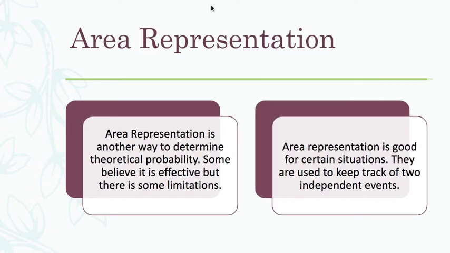So area representation is another part of probability. It's a way to determine theoretical probability. Some believe it is effective, but there are some limitations to it. It is really good in certain situations, especially when you're trying to keep track of two independent events. It's a great way to visualize theoretical probability and help to understand using these area models.